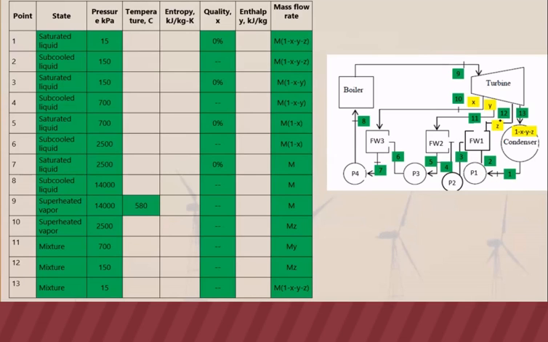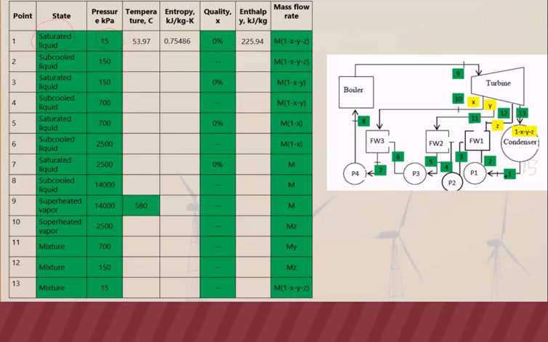So let's start with point 1. At point 1, everything after the condenser will always be saturated liquid. That's why we have here saturated liquid, and the pressure is given in the problem, the pressure in the condenser is 15. So meaning the pressure also of the points connected to the condenser is 15. So point 1 is 15 kilopascal saturated liquid. So we can determine those properties directly.